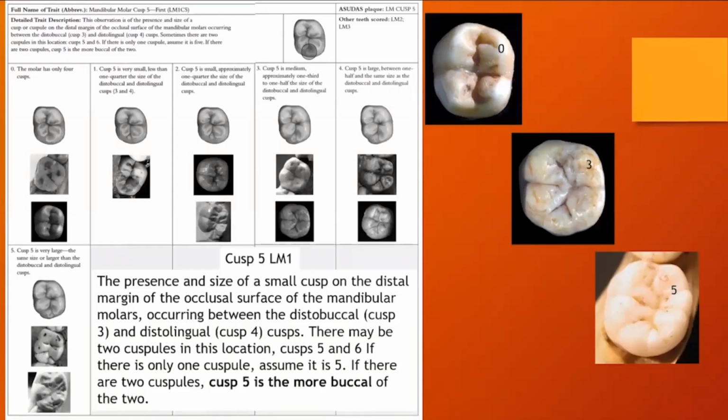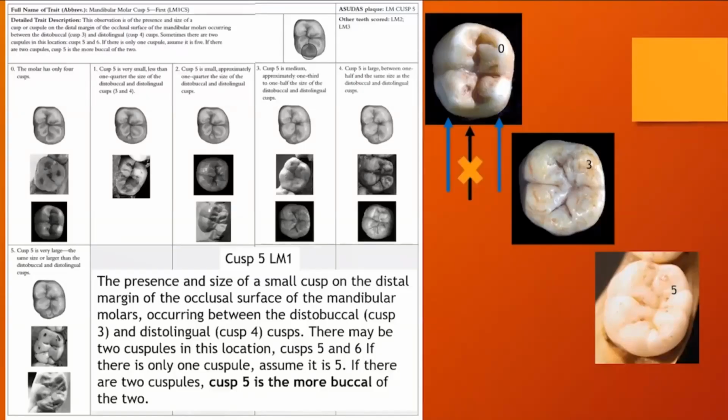What we're interested in here is whether there's a small cusp at the distal margin of the occlusal surface, and if there is, what size it is. The location we're looking at is right here, at the end of this central groove that runs mesiodistal in the middle of the tooth. So here this is a zero expression, there's nothing there. But if there was, we'd be comparing it with these two cusps.